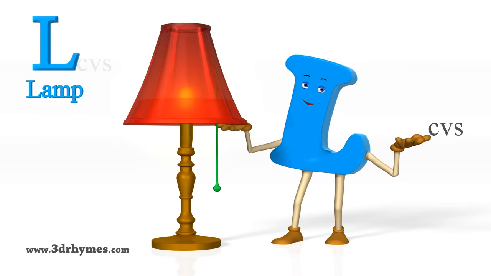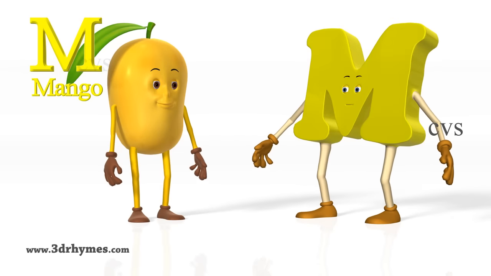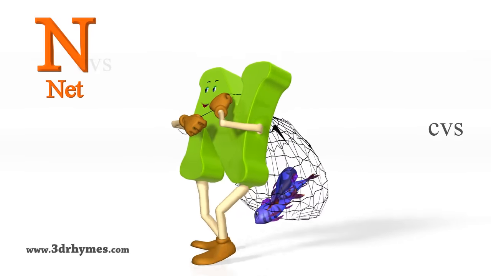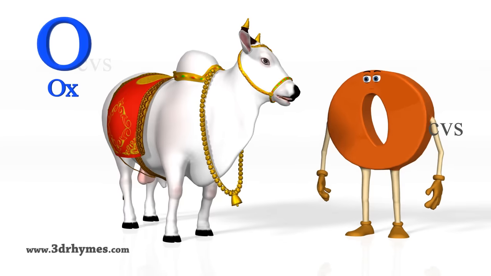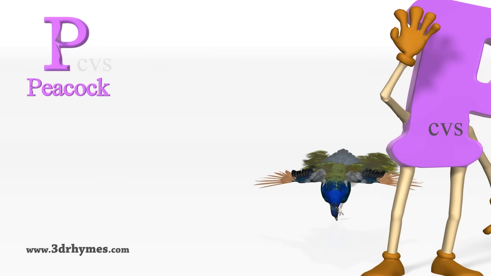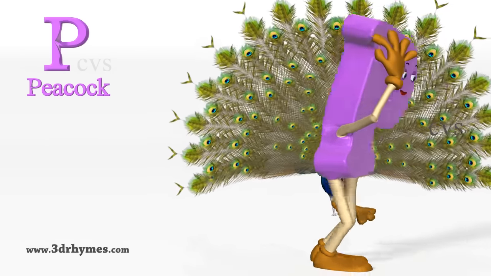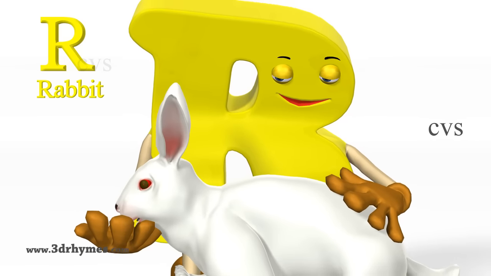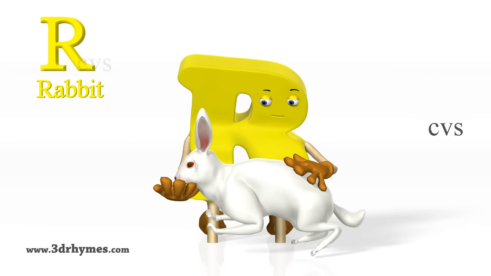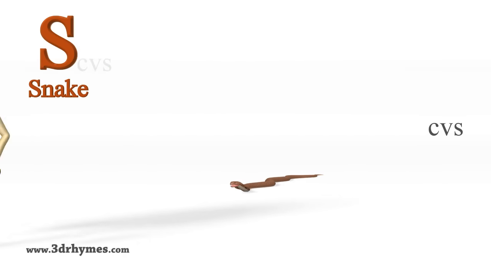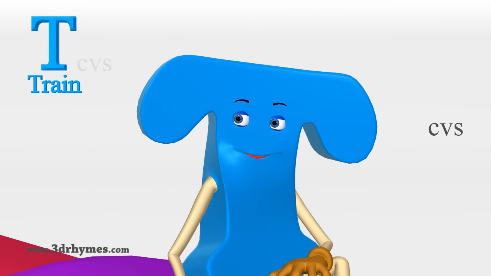L for lamb. M for mango. O for ox. P for peacock. Q for queen. R for rabbit. S for snake. T for train.